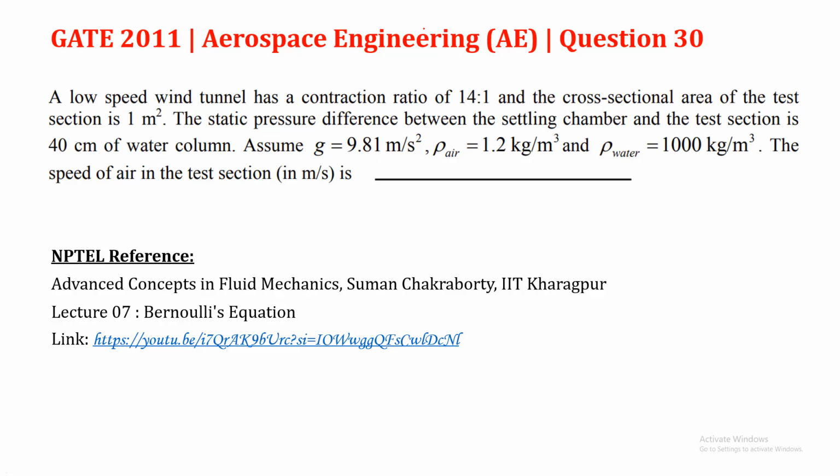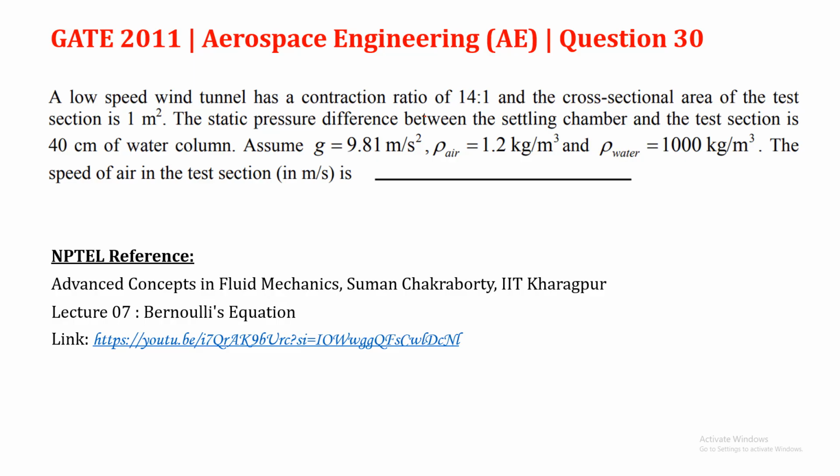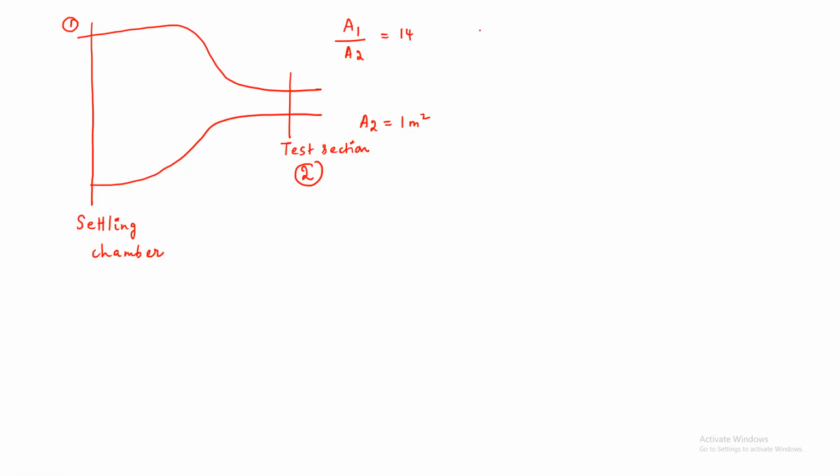So our area of the test section is 1 meter square, right? And the static pressure difference between the settling chamber and the test section is 40 centimeter of water column. So we have our static pressure difference between the settling chamber, which is 1, and the test section, which is 2, as 40 centimeter of water column.